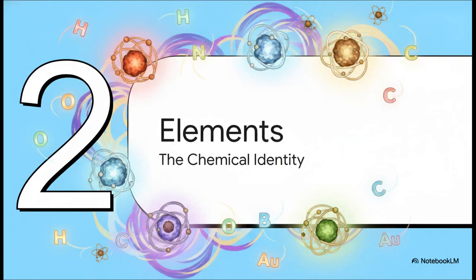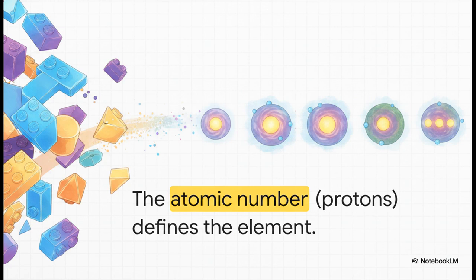Moving right along to Section 2, elements, the chemical identity. Because how exactly do we get different flavors of these fundamental atomic blocks? Think about it. Just like Lego pieces come in different shapes and colors, atoms come as different elements, like carbon, oxygen, or nitrogen. The absolutely crucial point here is that this identity is entirely determined by the atomic number, and that number is simply the count of protons packed into that atom's nucleus. Change the number of protons and you literally change the element. It is the ultimate ID badge for every single substance in the universe.